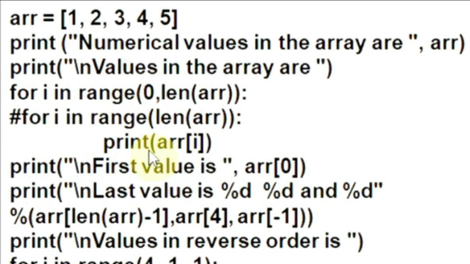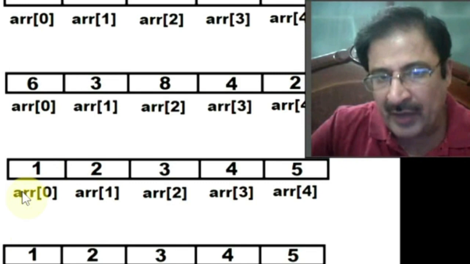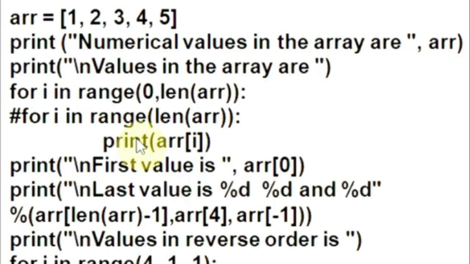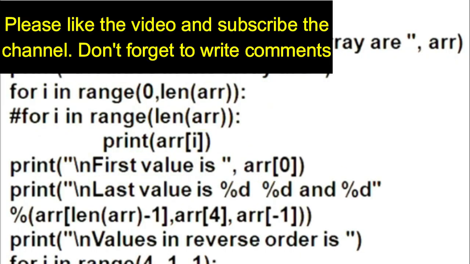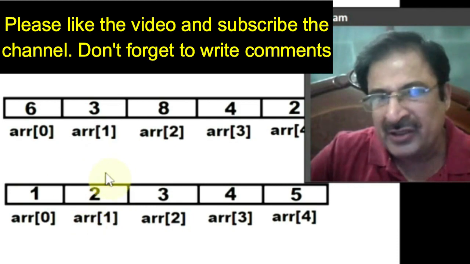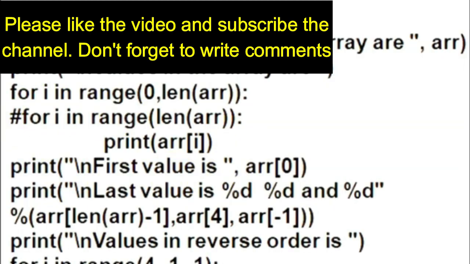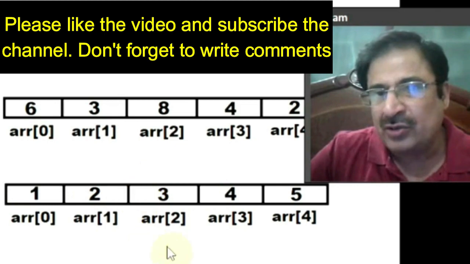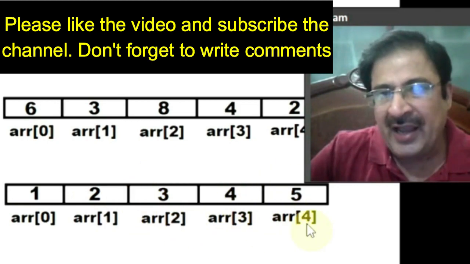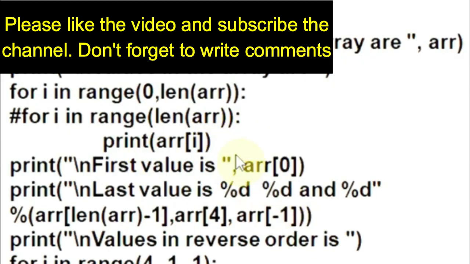When the value of i is 0, print r[0]. So the value at location r[0] will be displayed. Then i will increment to 1. The value in r[1] index location will be displayed. The value of i will become 2. The value in r[2] index location will be displayed. Then r[3], r[4]. And it will display all the elements from r[0] till r[4] index location.